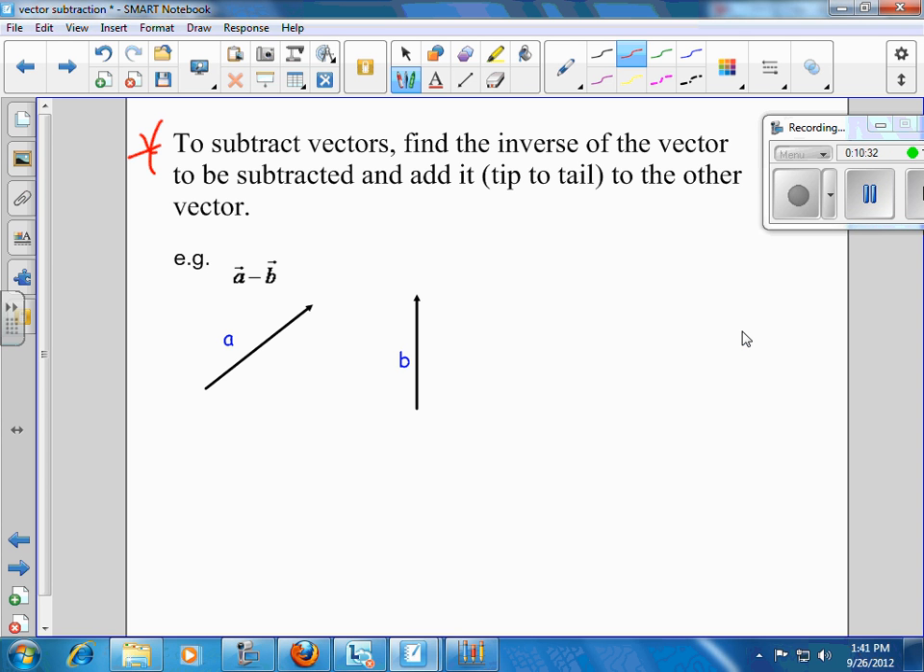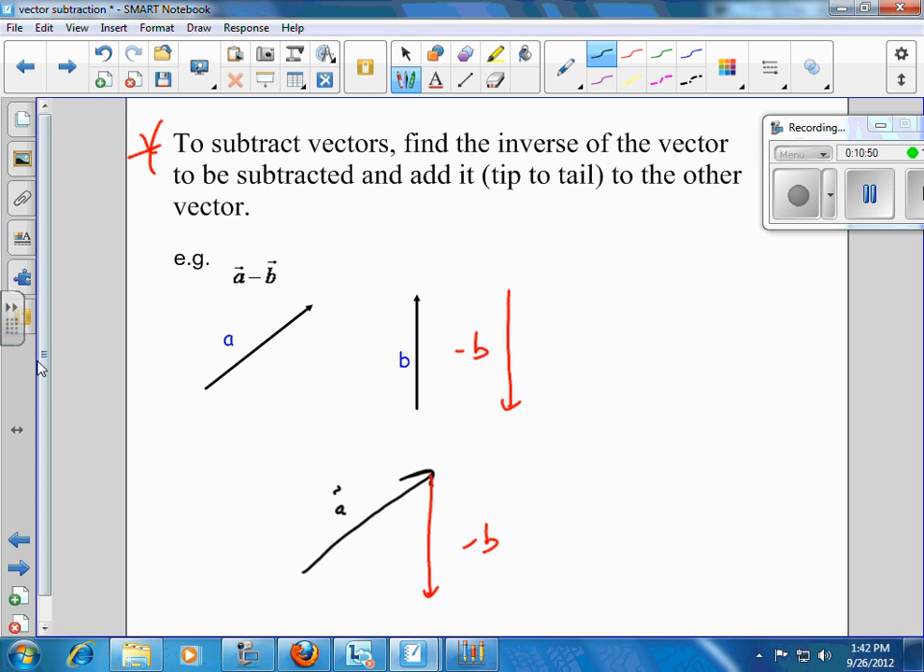So what that means is that negative B is simply going to be down like that. So now I'm going to add them tip to tail. So I'm going to take vector A, and I'm going to add minus B.